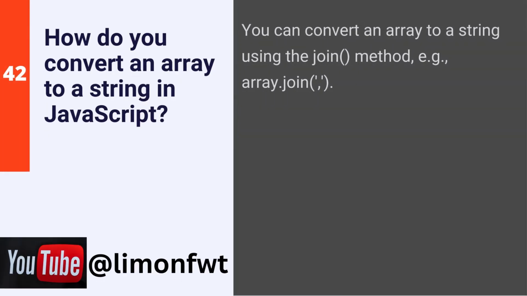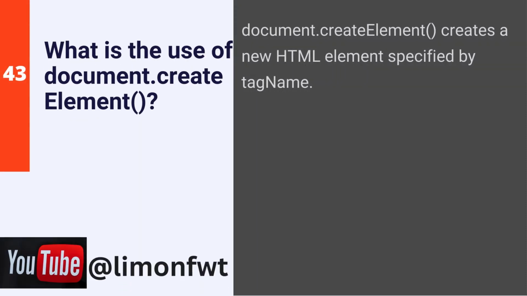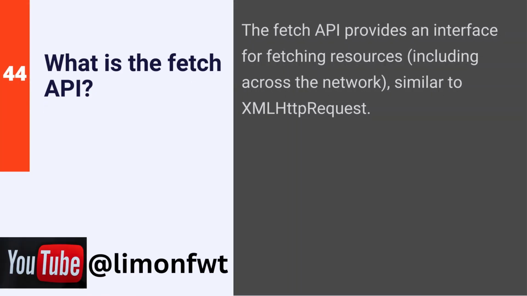How do you convert an array to a string in JavaScript? You can convert an array to a string using the join method, e.g., array.join. What is the use of document.createElement? Document.createElement creates a new HTML element specified by tag name. What is the Fetch API? The Fetch API provides an interface for fetching resources, including across the network, similar to XMLHttpRequest.